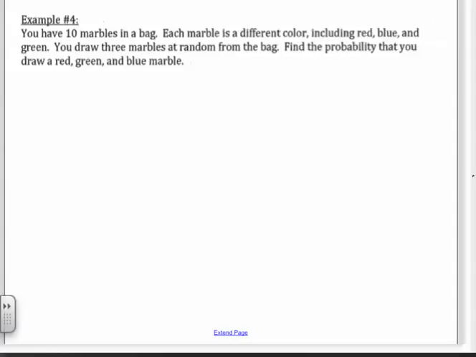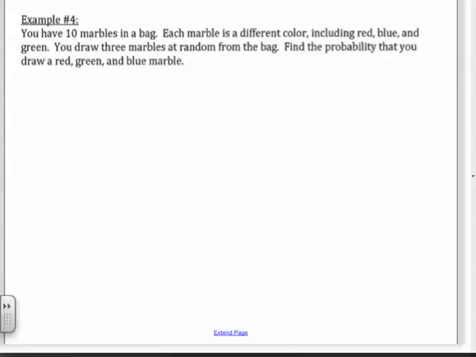All right, guys, here we go. Example 4 says, you have 10 marbles in a bag. Lucky you. Each marble is a different color. I'm not going to try and figure out what the colors are, chartreuse and those other colors. Each marble has a different color, including red, blue, and green. You draw 3 marbles at random from the bag. Find the probability that you draw a red, green, and blue marble.